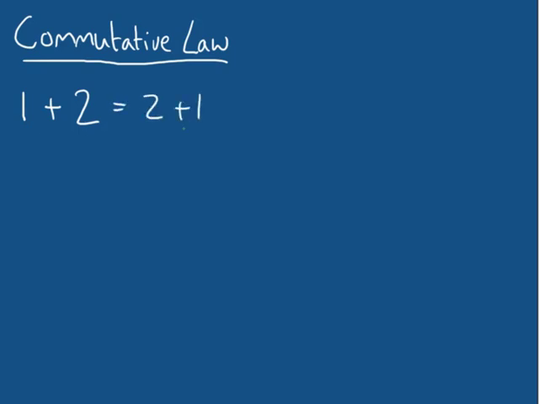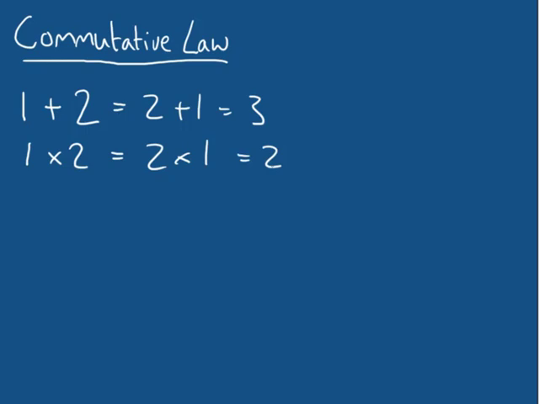And looking at this really basic example, we know that 1 plus 2 equals 3. We know that 2 plus 1 equals 3. So we know that we can switch those over. It also applies to multiplication, so 1 times 2 can be switched to 2 times 1. Again, we know that both of those evaluate to 2. Now it is worth noting that only addition and multiplication are commutative.